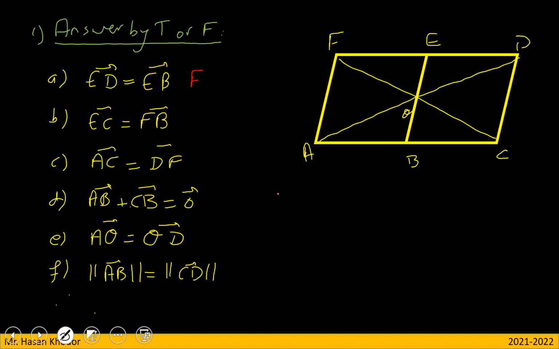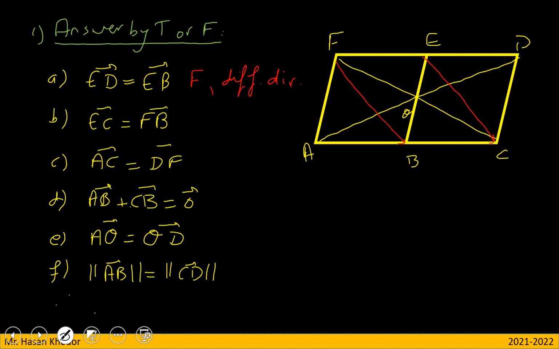Here we write that they had different directions. EC equals FB. EC vector and FB vector. Okay. How can we know if they are equal vectors? They must have the same direction. Do they have the same direction?